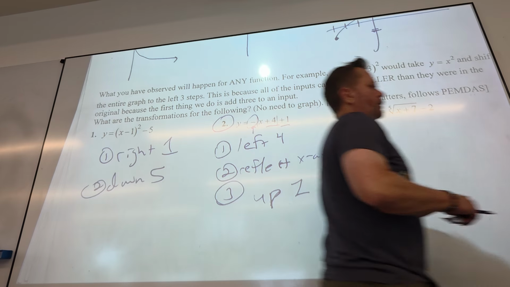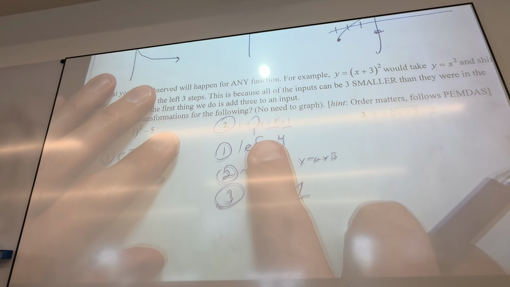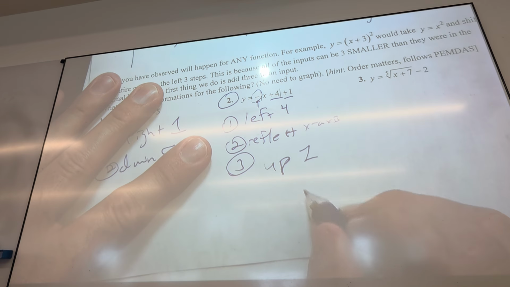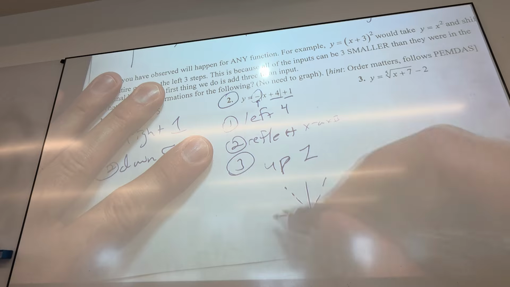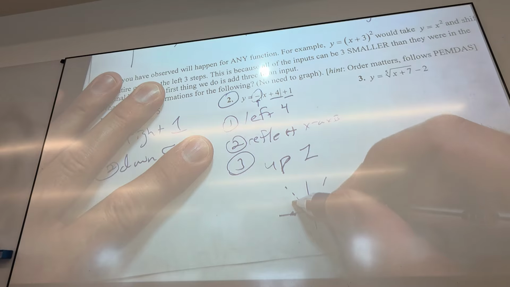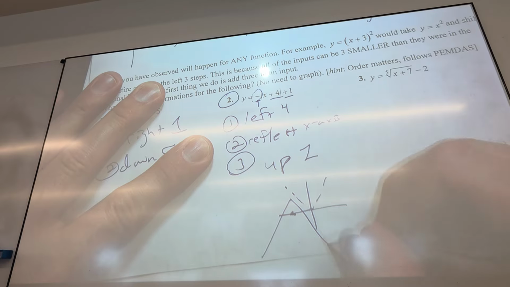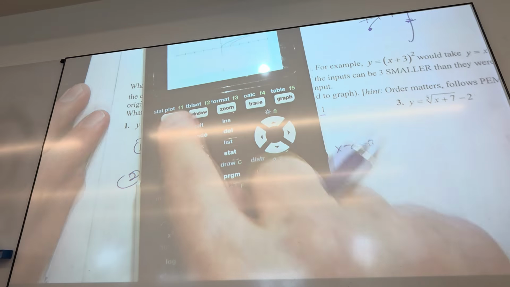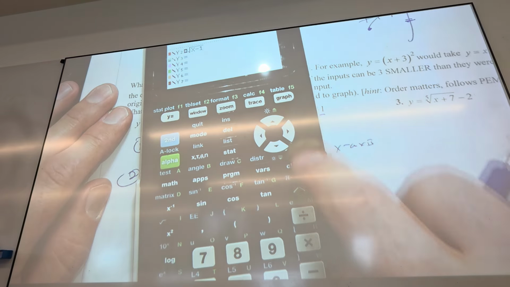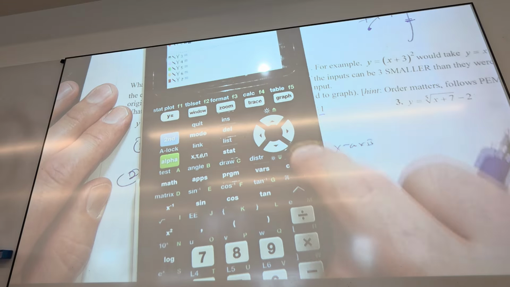Okay. So this looks like this, and then I would shift it left 4, I would reflect it, so now it's going to open down, and then I'll go up 1. So it ends up looking like that. And let's see, how do I graph absolute values? This calculator's going to drive me crazy.